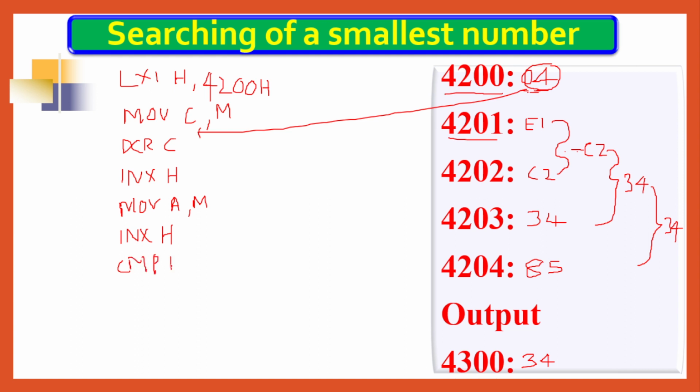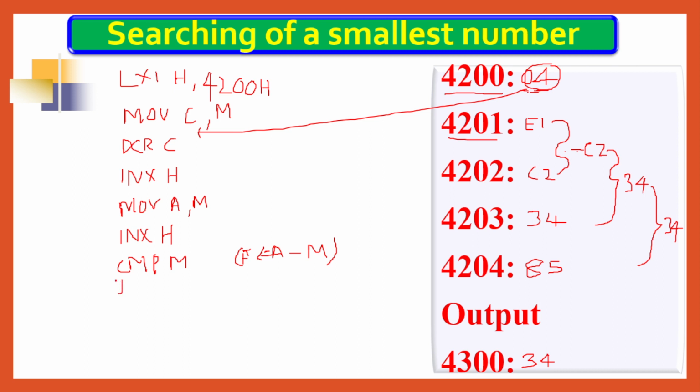CMP M, compare M. Compare M means it will subtract A minus M, only the flag register is updated. So neither A nor M will be updated here. That's the difference between compare and subtract. Subtract means A minus M and the answer will be in A, but compare M means A minus M and only the flags get affected. Now we have to check the carry flag.